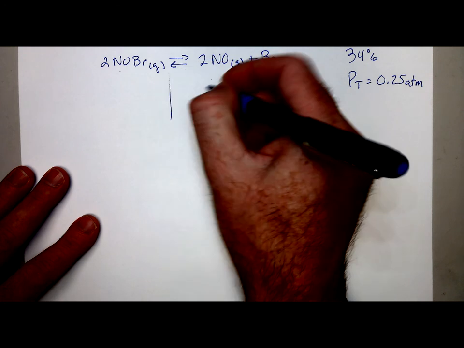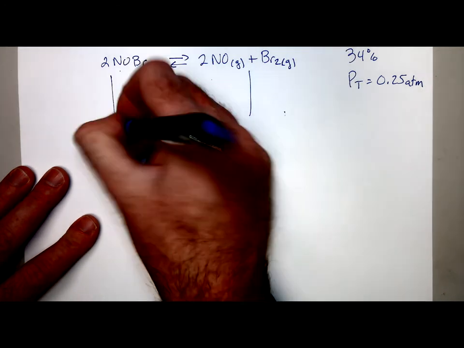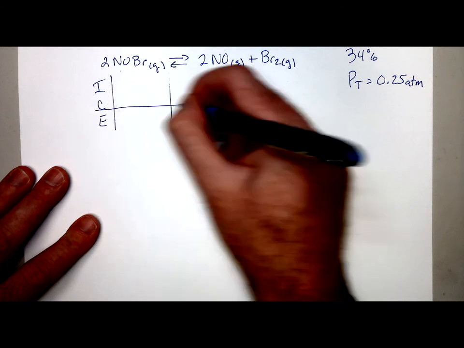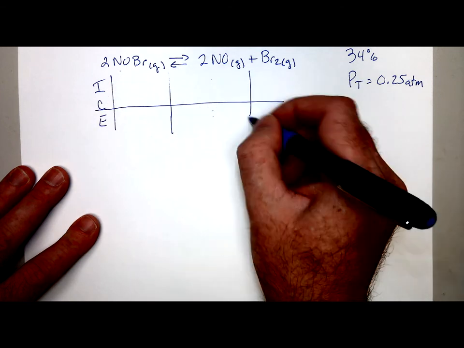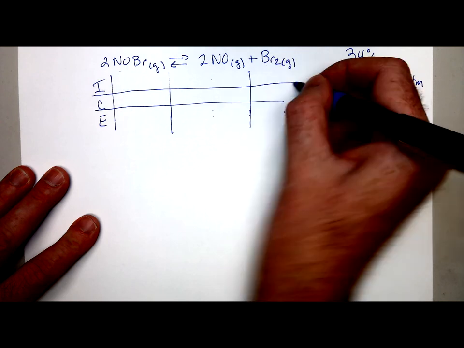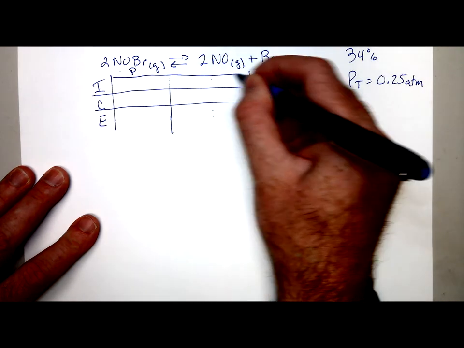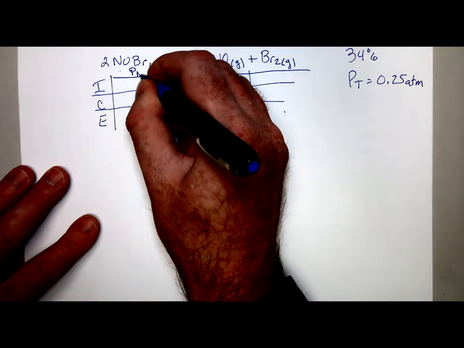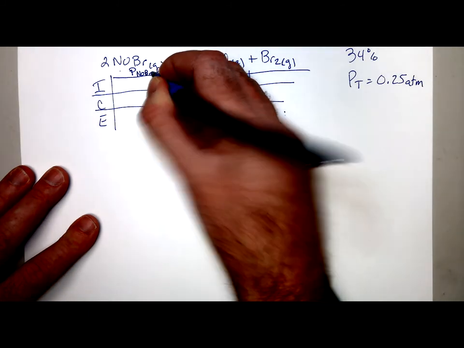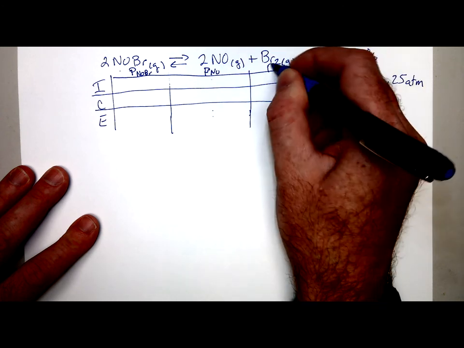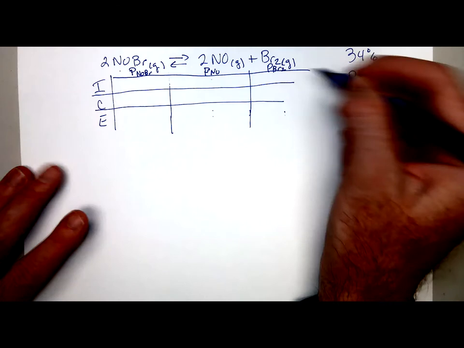So we're going to have our initial, our change, our equilibrium, just like before, except everything in the table is going to be pressures. So this will be pressure of NOBr, this will be pressure of NO, this will be pressure of Br2, all in atm.